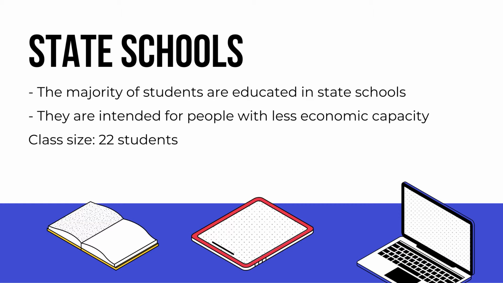State schools are intended for people with less economic capacity. They are funded by the government and offer an education free of charge. Besides, some students may also be selected to attend grammar schools. In this system of education, the class size is bigger in comparison to public schools, and the number of students per class is currently 22.